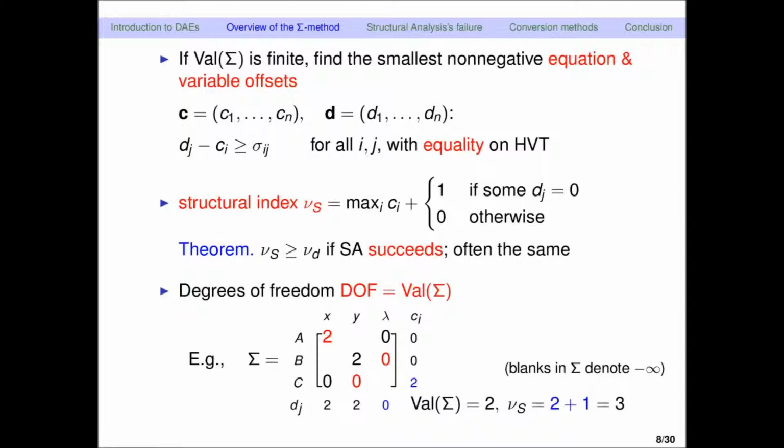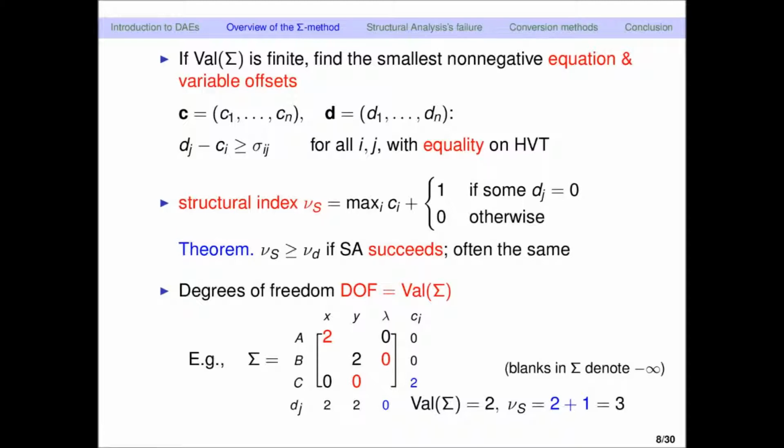In the next step, we associate with each equation and each variable a non-negative integer, which we call offsets. So we have n offsets for equations and n offsets for variables. From these offsets, they need to satisfy that inequality, and equality must hold on the HVT, those positions that give the maximum sum. From these offsets, we can get the structural index and the degrees of freedom of the problem. And there's a theorem saying if the method succeeds, then the structural index gives an upper bound of the differentiation index. In most cases, they're the same, but not for all.